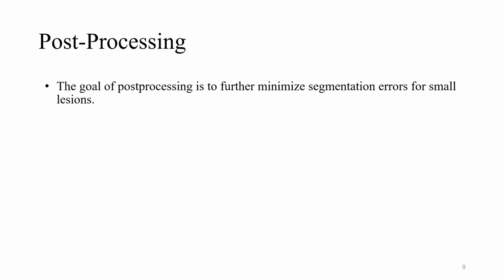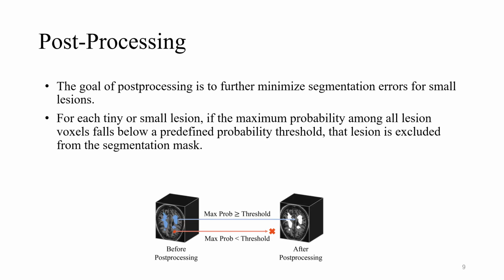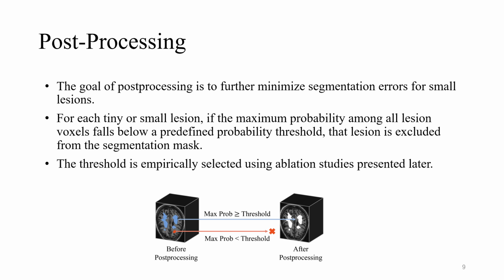To further minimize segmentation errors, especially for small lesions, we incorporate a post-processing step. In this step, we apply a probability threshold to exclude small lesions from the segmentation masks if their maximum confidence score across all lesion voxels is too low. This refinement ensures that only the most probable small lesions are included in the final output, significantly reducing false positives and improving the overall precision of the segmentation. And the threshold is empirically selected using application studies presented later.